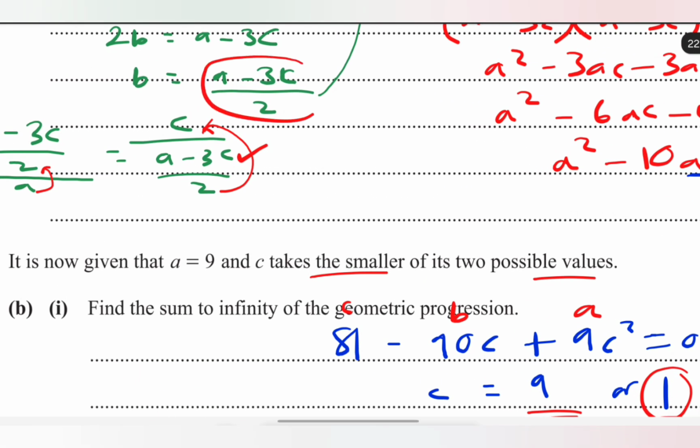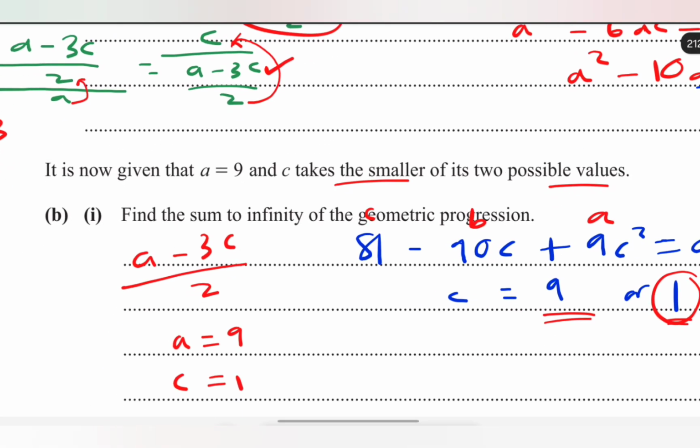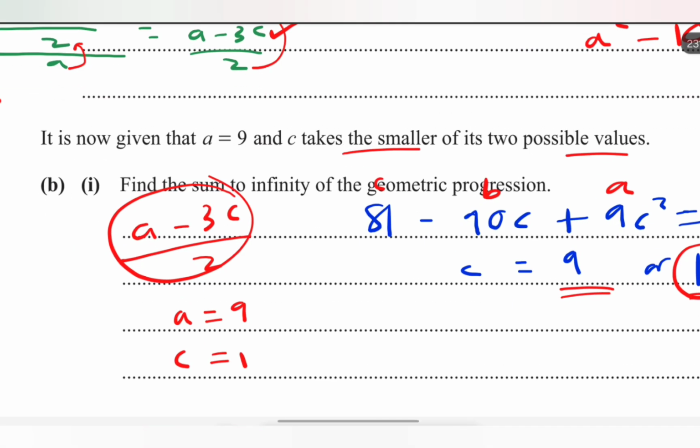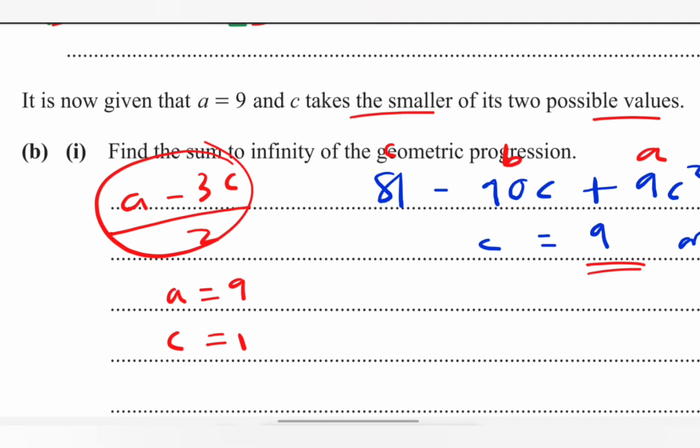So with c being 1, we have a being 9, c being equal to 1. And if we look at this expression for b, it says a minus 3c over 2. Now a is 9, so that's 9 minus 3 over 2, which is giving me 3. So b is 3.